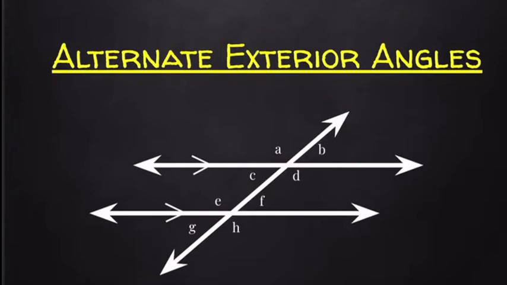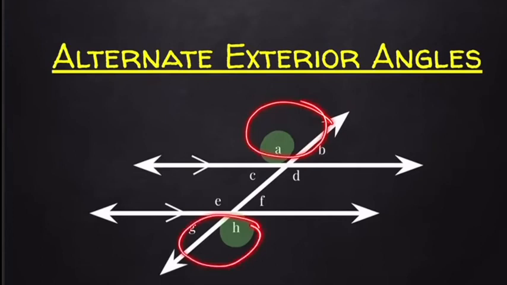Do you see any, can you give me a pair of alternate exterior angles? Yes, as example，比如说 A and H，因为它们分别在 transversal line 的两边，而且都在 parallel line 的外边。Is there another pair of alternate exterior angles? A and H, very good. They are alternate exterior angles because one is on the left side, the other one is on the right, and they are outside the parallel lines.